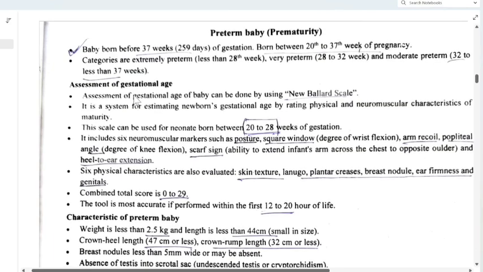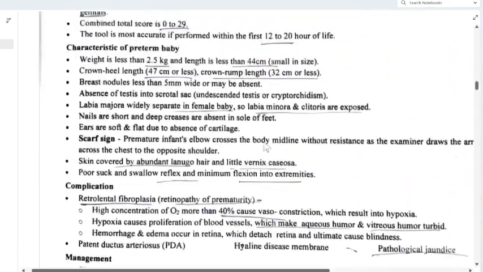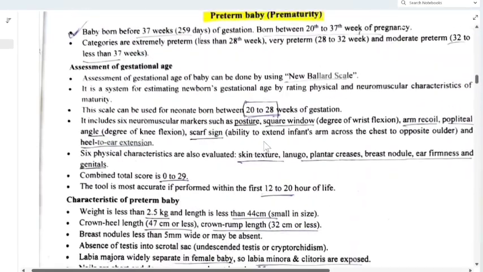Now coming to the preterm baby or prematurity. So what are the features of a preterm baby, or how will we assess the baby, and the features or characteristics, I am saying. Then what are the complications and management. So all these points we will be covering in this topic. Okay, so a baby born before 37 weeks, that is 259 days of gestation, born between the 20th to 37th week of pregnancy.